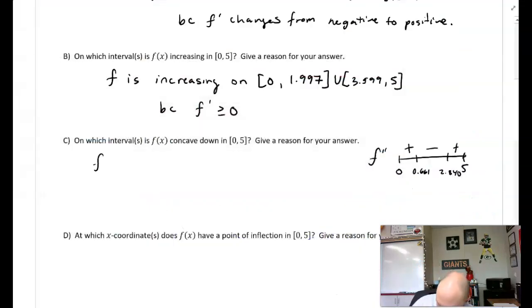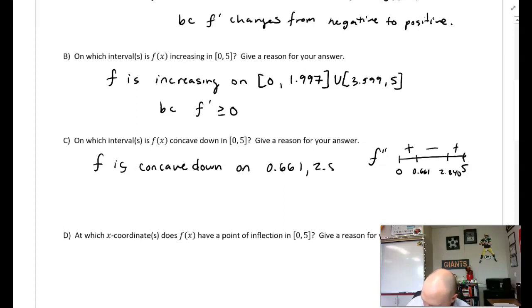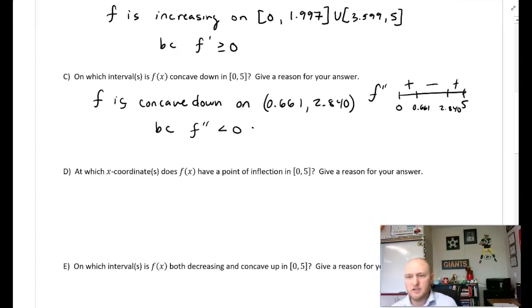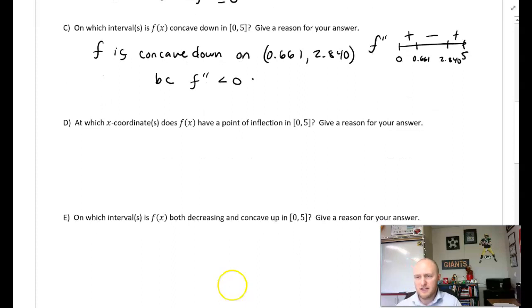Okay, so we'll go ahead and say f is concave down on 0.661 to 2.840 because f double prime is less than 0. And there you have it. Okay, at which x coordinates does f of x have a point of inflection?